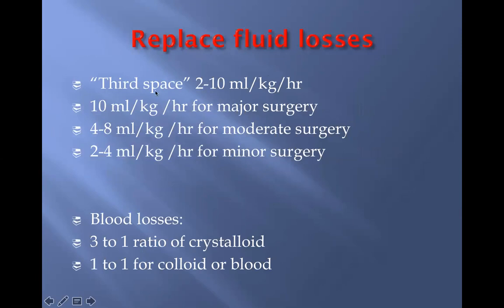Regarding the third space, it is to be replaced from 2 to 10 ml per kg per hour according to the type of surgery. For major surgery, we replace 10 ml per kg per hour. For moderate surgery, 4 to 8 ml per kg per hour. And for minor surgery, 2 to 4 ml per kg per hour. Regarding the blood loss, we depend on a 3-to-1 ratio replacement for crystalloid, and 1-to-1 for replacement with colloid or with blood.